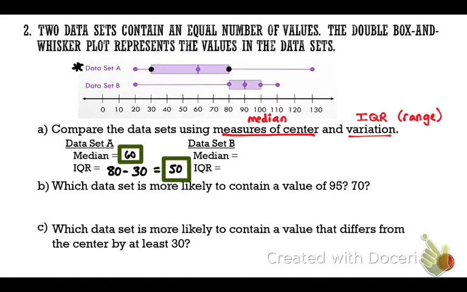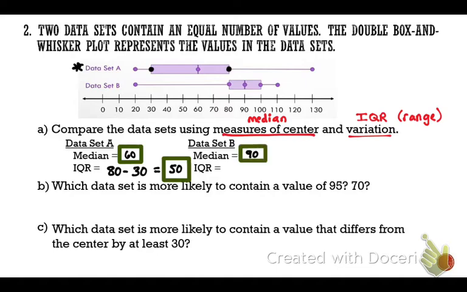Let's now look at data set B. So when I'm focusing on data set B, we are only looking at the bottom box and whisker plot. Ellie, can you help me? What would the median be of the data set B? 90 is correct. Okay, all she did was she looked at the middle of that box. That's where the median is.